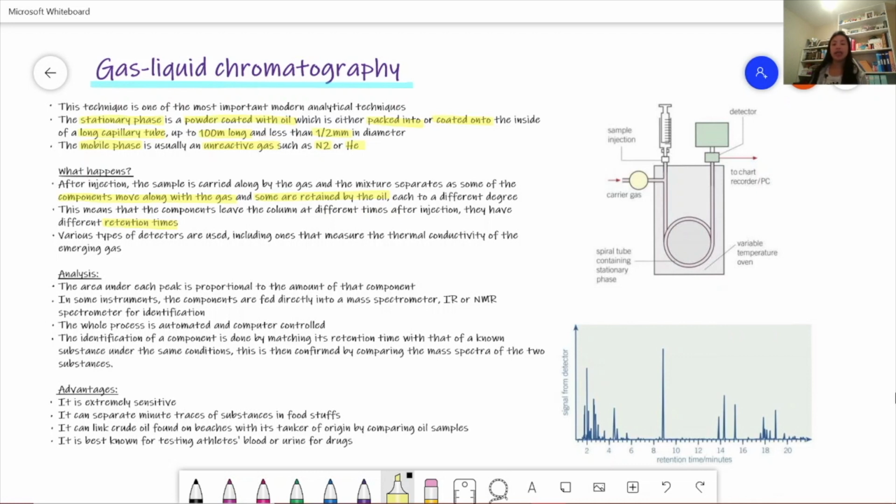So how we analyze it is that we get a graph that looks like the one on the right. So we have the signal from a detector and then retention time on the x-axis. And so the area under each peak is proportional to the amount of that component. And so, for example, we can see that this peak here has quite a large area under the graph. And so that means that we've got quite a lot of that component.